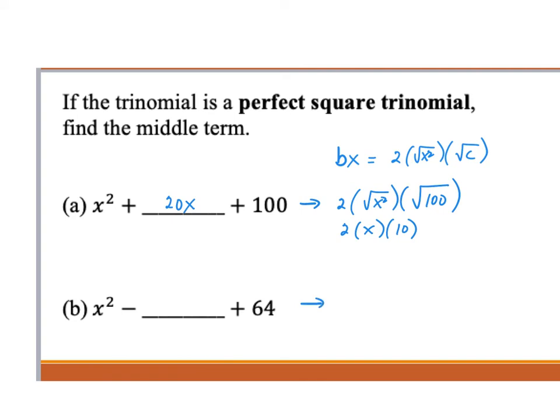The next one will be 2 times the square root of x squared times the square root of 64. So that would be 2 times x times the square root of 64, which is 8. 2 times 8 is 16x.